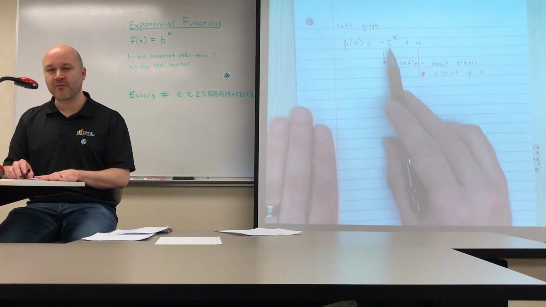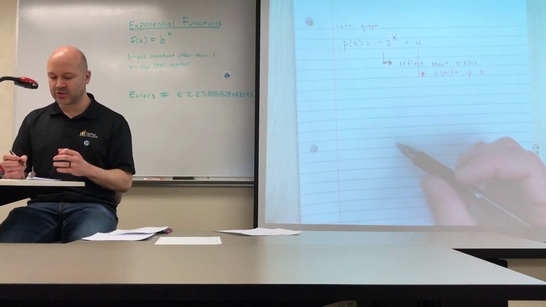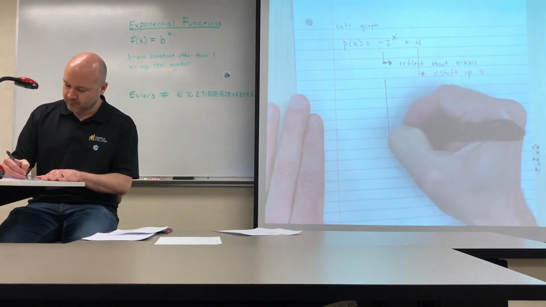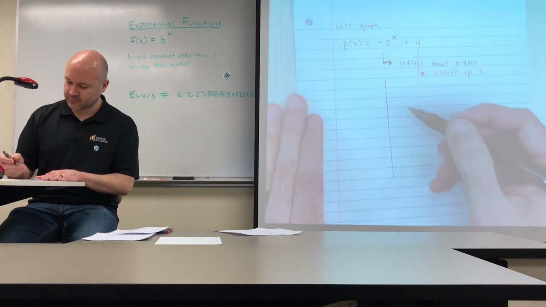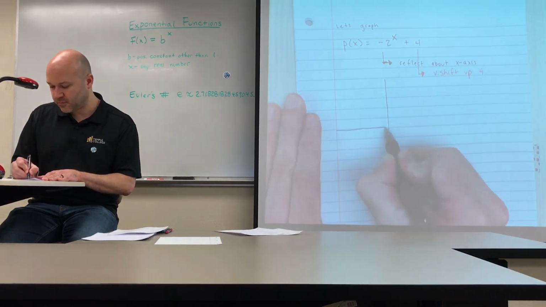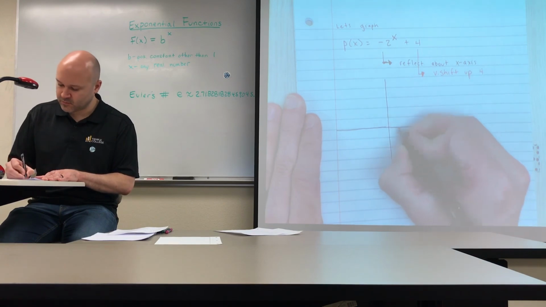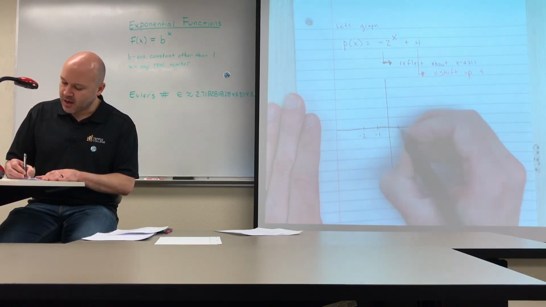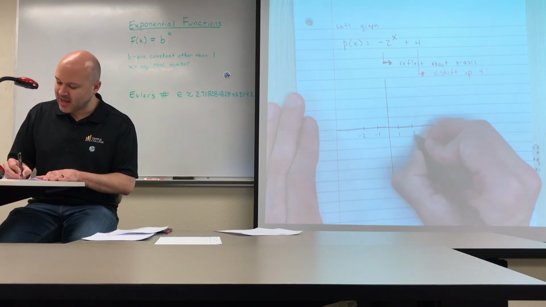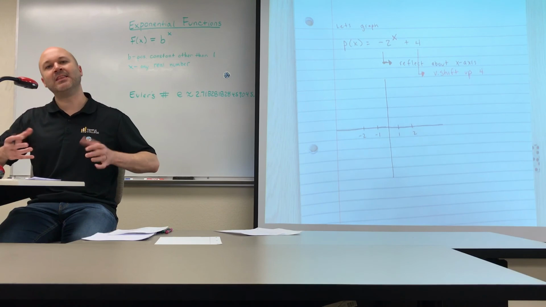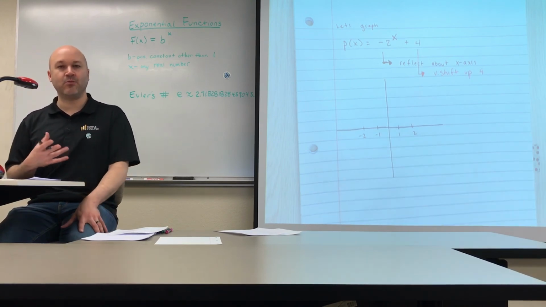All right, so I think I'm going to start off with that parent function. I know what that looks like now. Just drawing a Cartesian plane of 2 to the x. I'll do it in a dashed line as my parent function, and then I'm going to apply the transformations to see where it ends up.